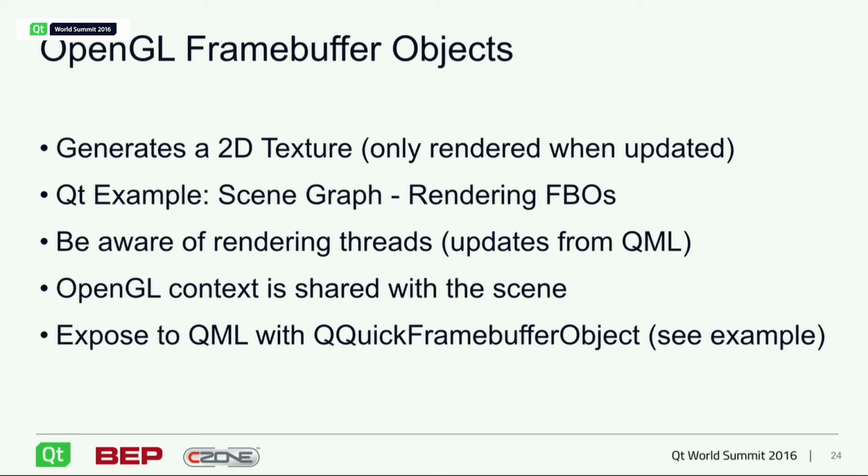And also be aware that your OpenGL context is shared, so there might be some gotchas there if you're doing something that it didn't quite expect. So you might have leftover context from another OpenGL action that carries over into your part, so you might have to make sure everything's set up correctly. And it's easy to expose this Framebuffer object to QML with this QQuick Framebuffer object class. So if you look up that example, it'll show you how to do that.